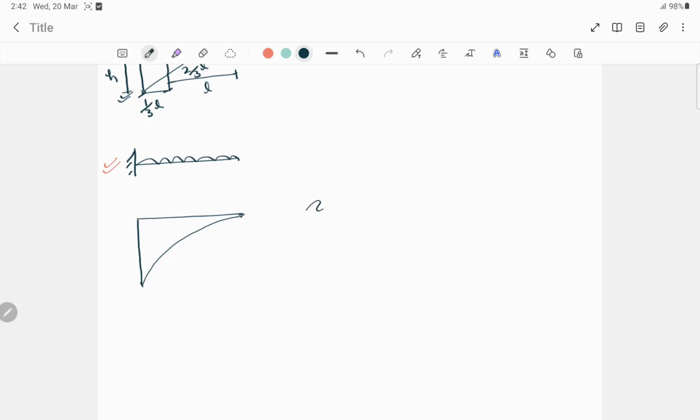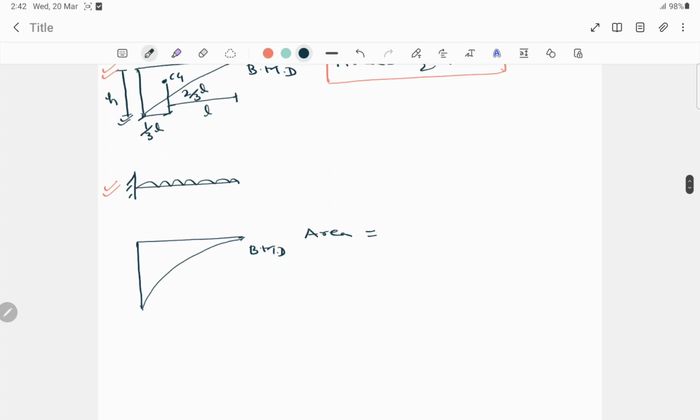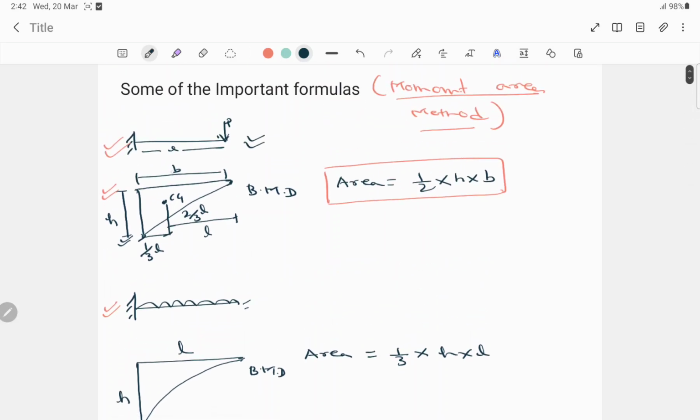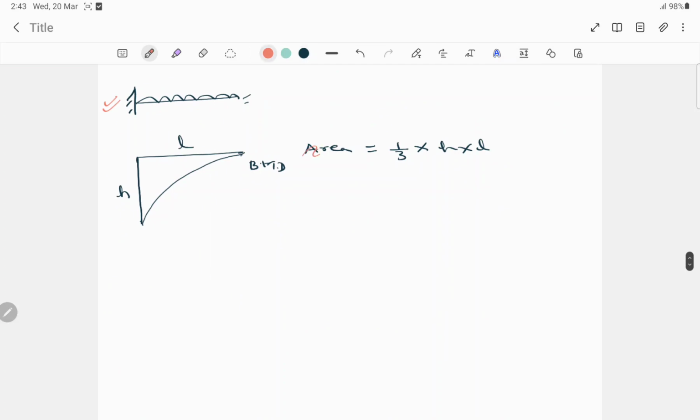So in this case we have to find the area of this bending moment diagram. The formula for this type of beam is 1/3 of h into L. This is the length and this is the height, right? Here we can also say that it can be b or length, it can be L. Okay, now this is the formula for finding the area of this type of diagram.